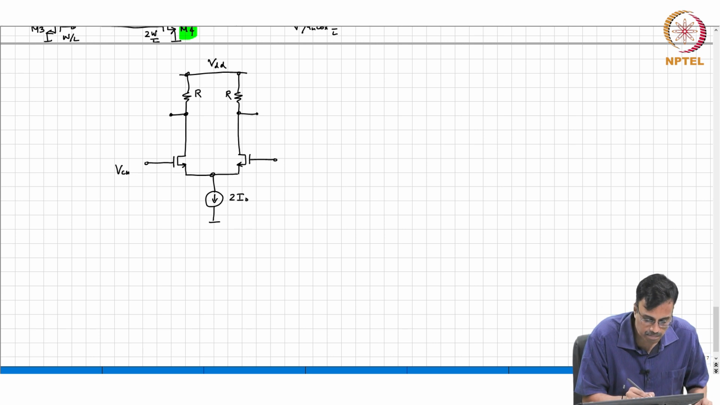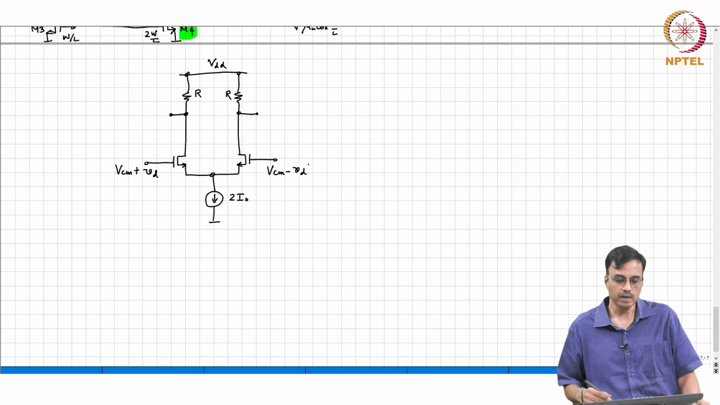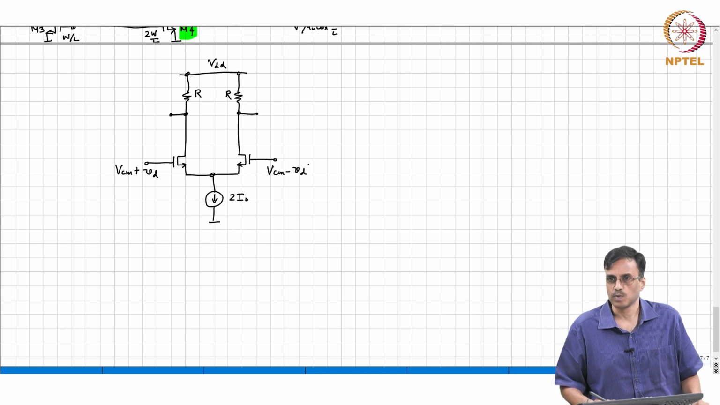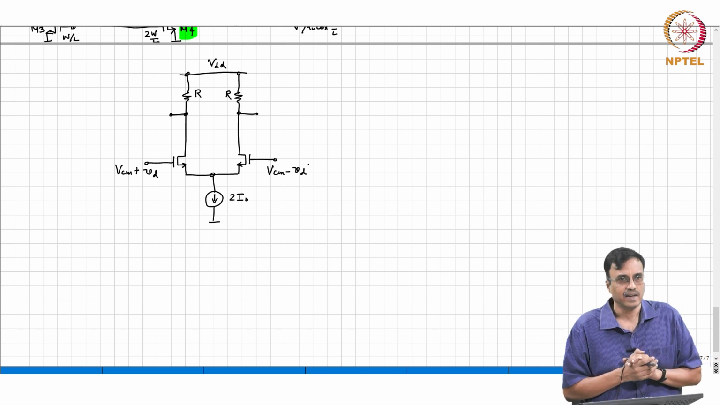So, this is VCM plus VD, VCM minus VD. We found the operating point, right, and therefore, now we are ready to do small signal analysis. Of course, the easiest thing to do is simply replace every transistor with its incremental equivalent and then go and do the math, right.